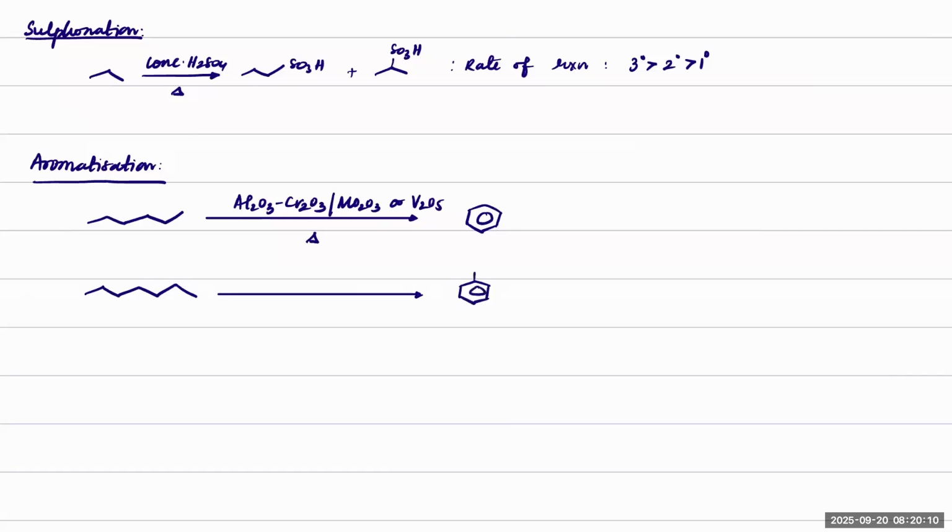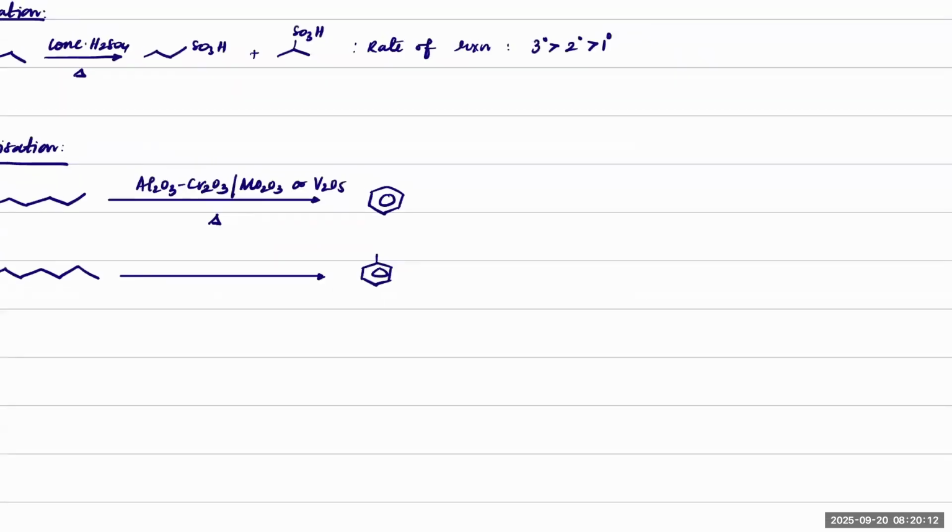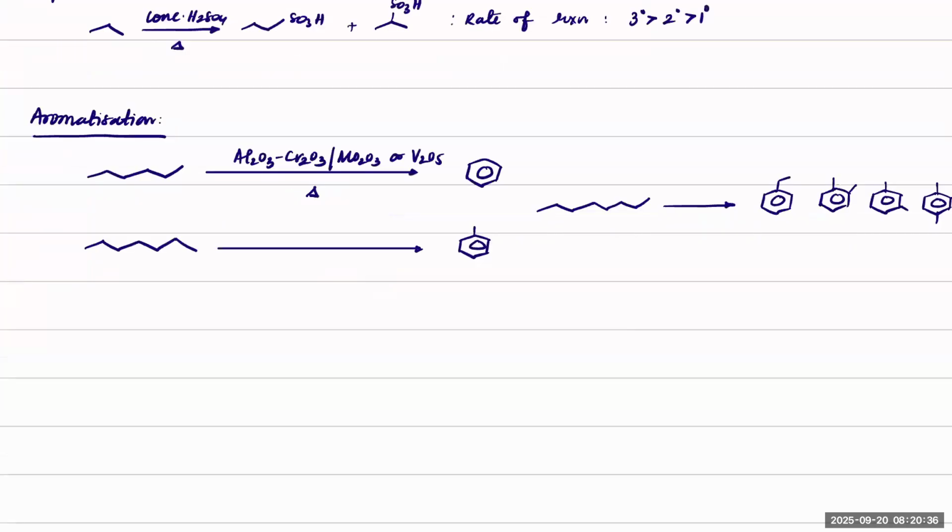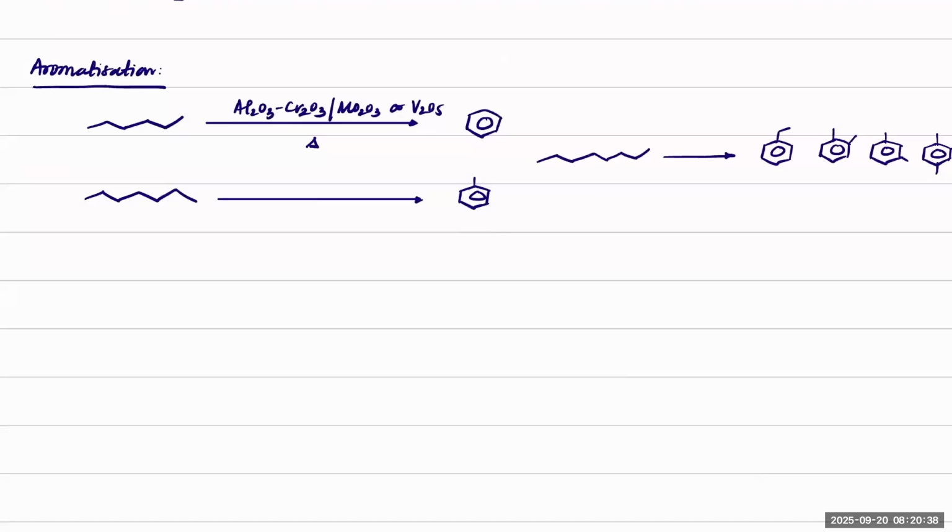And if you have 8 carbons, it will convert into this form, or xylene. Okay?